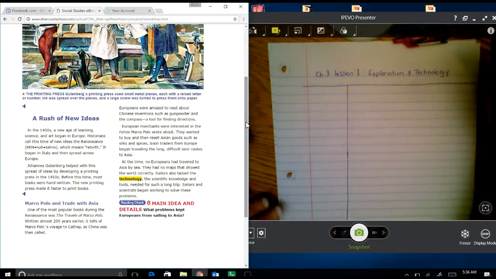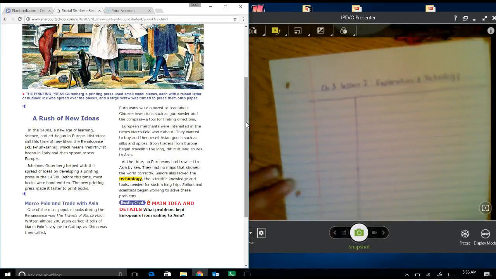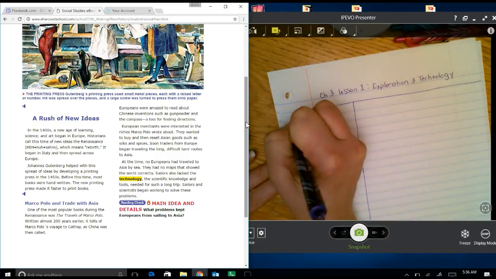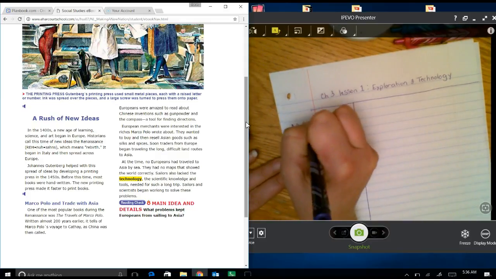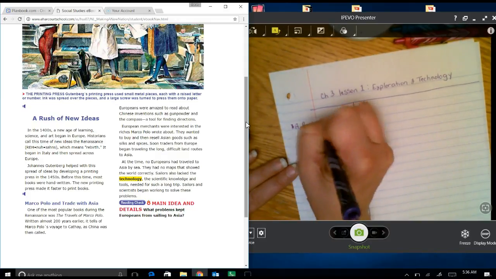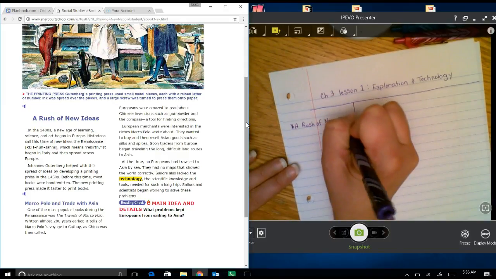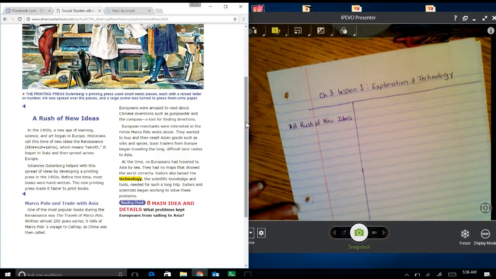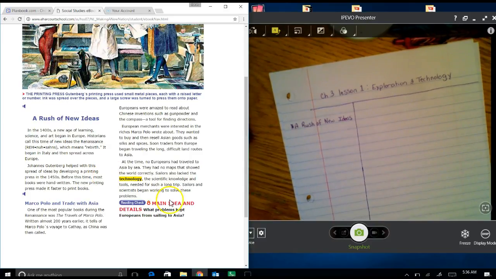Okay? I'm going to use one of my colors. My purple is going to be my main ideas. Okay, so my next section is going to be A Rush of New Ideas. Let's see what this section has to say about some of these new ideas. Let's go ahead and read this first section and see what we think might be important, okay?